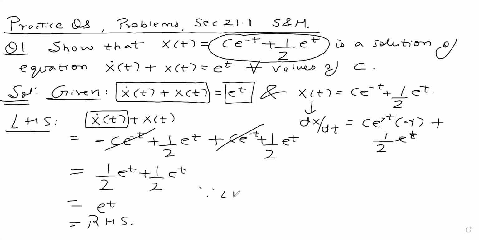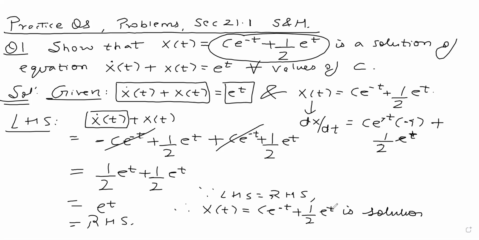So since LHS is equal to RHS, therefore x as a function of t, which is c e to the power minus t plus half e to the power t, is the solution of the differential equation x dot t plus x as a function of t equals e to the power t.